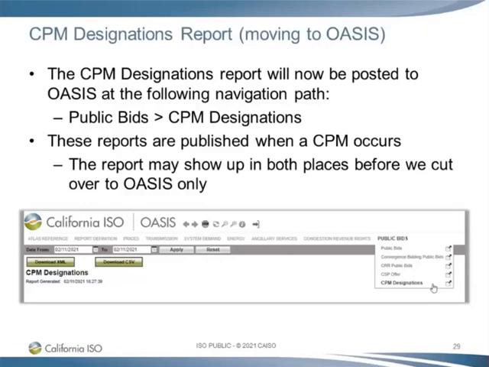Again, we publish these reports when we issue a CPM. So the process is going to remain the same, meaning that we will issue a notice when we have designated a CPM, with a link to that report. So when you see that notice come out, either in the daily briefing or if you're looking at the notices on the ISO's website, it will contain a link that will show you where you need to go. So right away you'll know where to look for that information. So you might see the information posted both in Oasis and on that CAISO.com page before we fully cut over to the Oasis report.